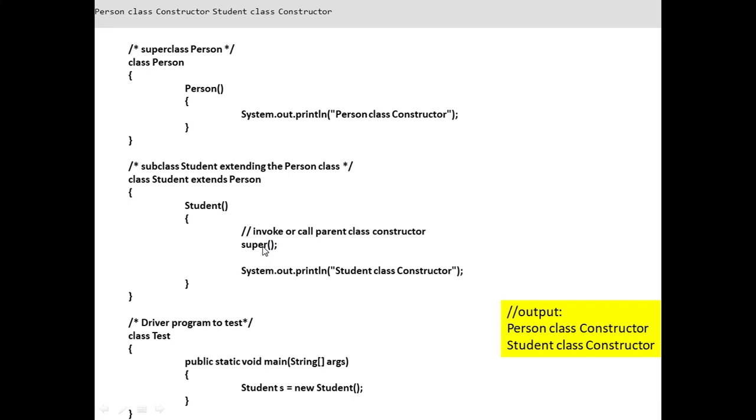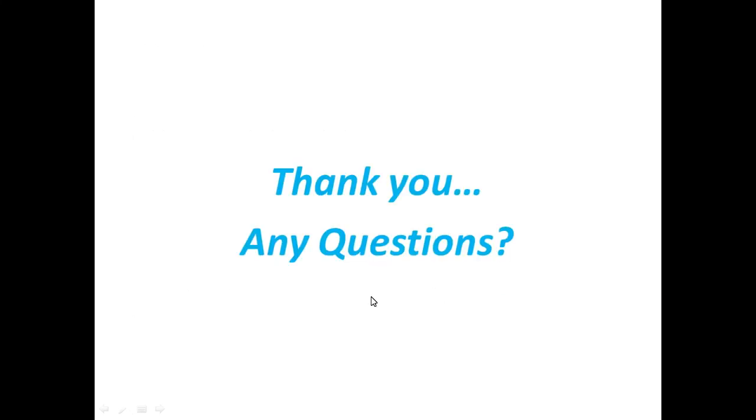So super अगर मैंने यहाँ पे कॉल किया है तो पर्सन क्लास कंस्ट्रक्टर कॉल होगा और आउटपुट में डिस्प्ले होगा पर्सन क्लास कंस्ट्रक्टर, right. And the second statement is System.out.println student class constructor. So in the next line it will print student class constructor, right.